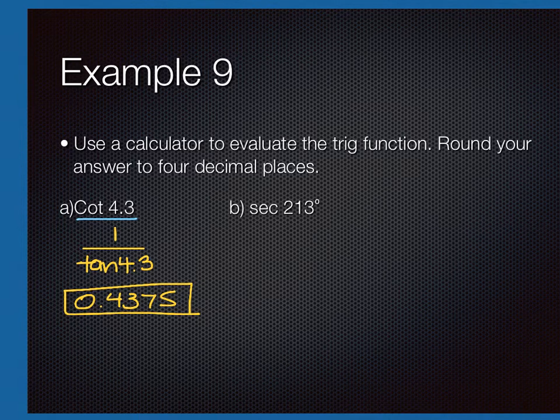For B, secant of 213, now we're in degrees, so 1 over the cosine of 213 while in degrees is negative 1.1924.